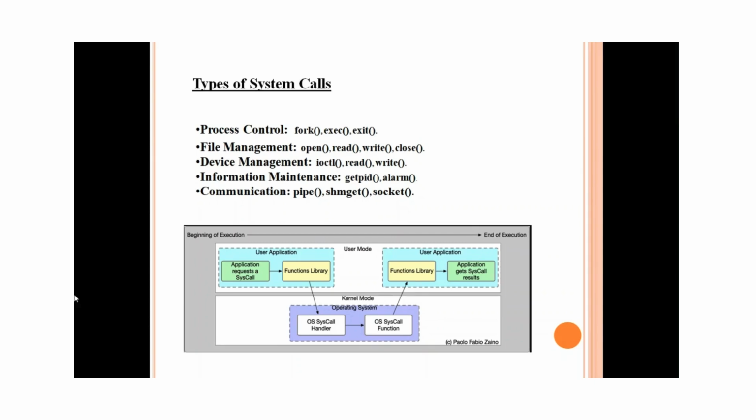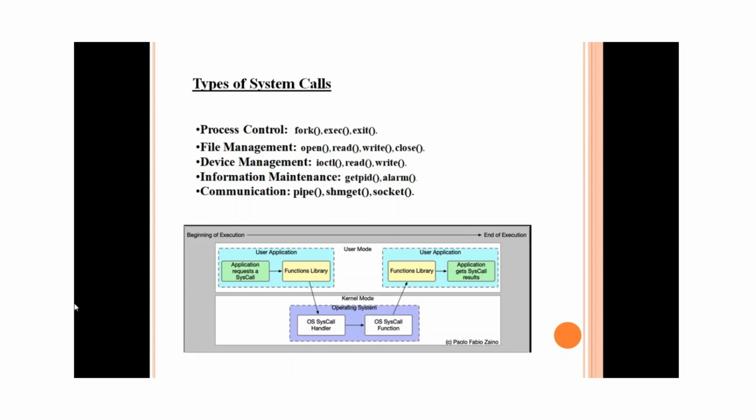And our last system call type is communication: pipe, shmget, and socket. These are the several system calls which we use in our daily life. The picture below represents the execution of a system call. Here we can see the whole process from the beginning of execution to the ending.